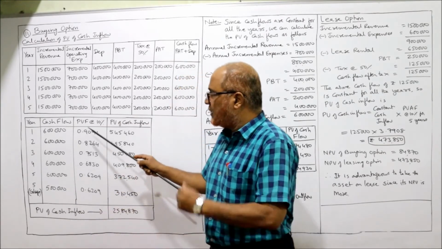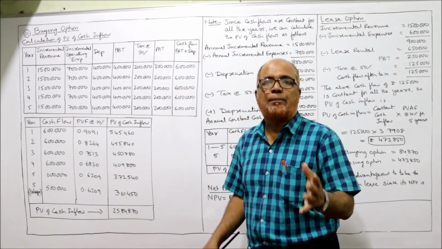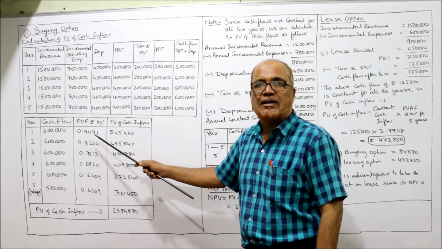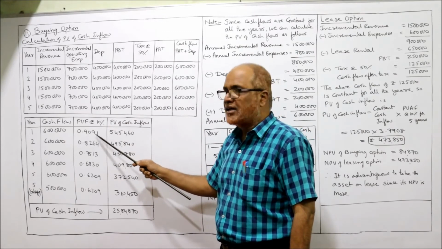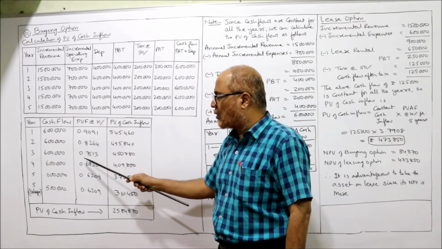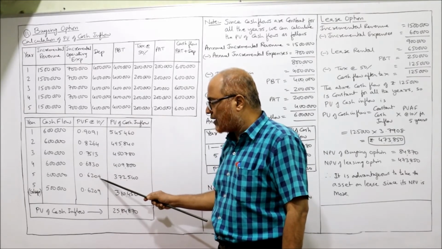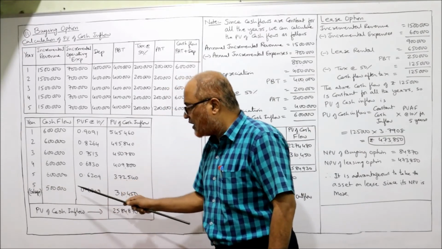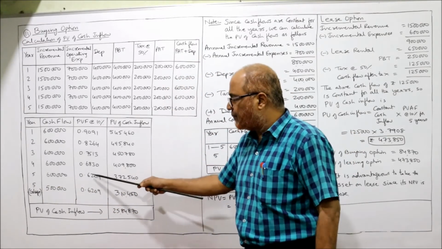So here the PV factor is at the rate of 10%. You take out the present value of rupee 1 table. At the end of 1 year, at 10% rate, first year 0.9091, second year 0.8264, 0.7513, 0.6830, 0.6209. For the fifth year 0.6209, again for the fifth year 0.6209. Don't see the sixth year, fifth year only.